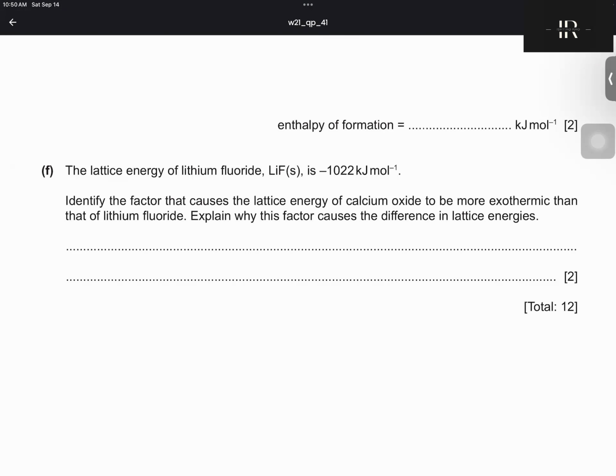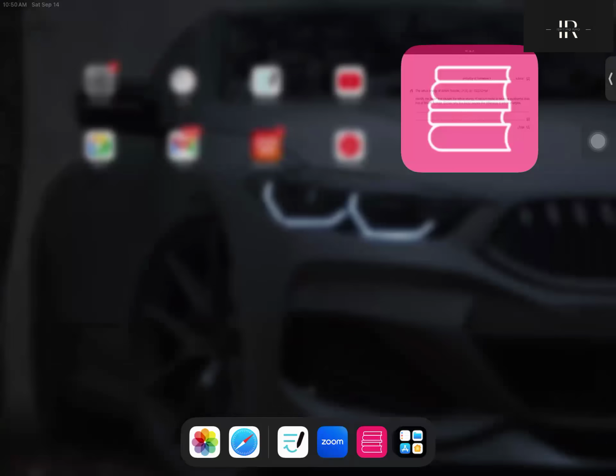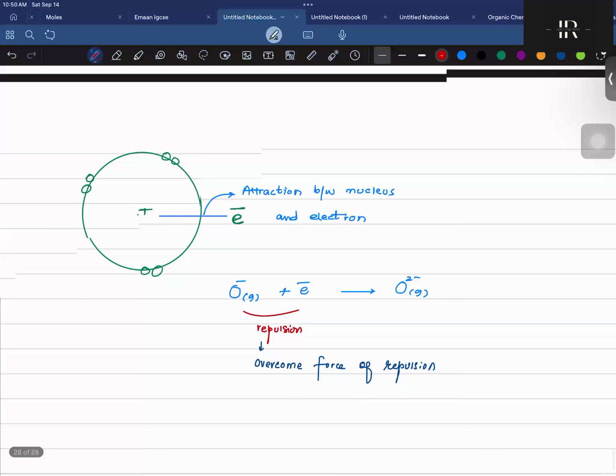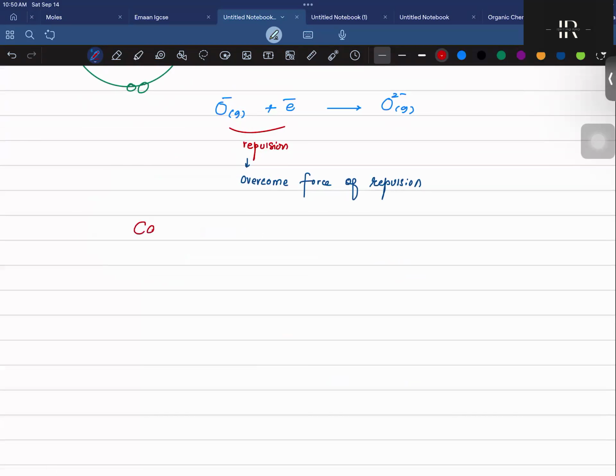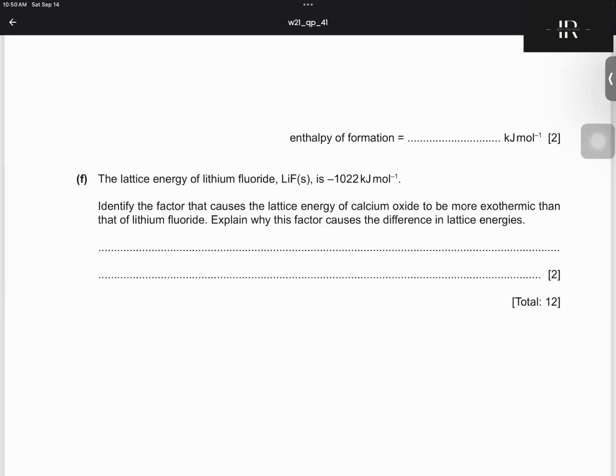You can see lithium fluoride and calcium oxide. Now see the difference. Interestingly, calcium oxide is +2 and -2, while lithium fluoride is +1 and -1. How? Calcium is in group 2, so it's +2. Oxygen is in group 6, so this is -2. Lithium is in group 1, so this is +1. Fluorine is in group 7, so this is -1. Higher the charge, higher the force of attraction. I told you in the last class.